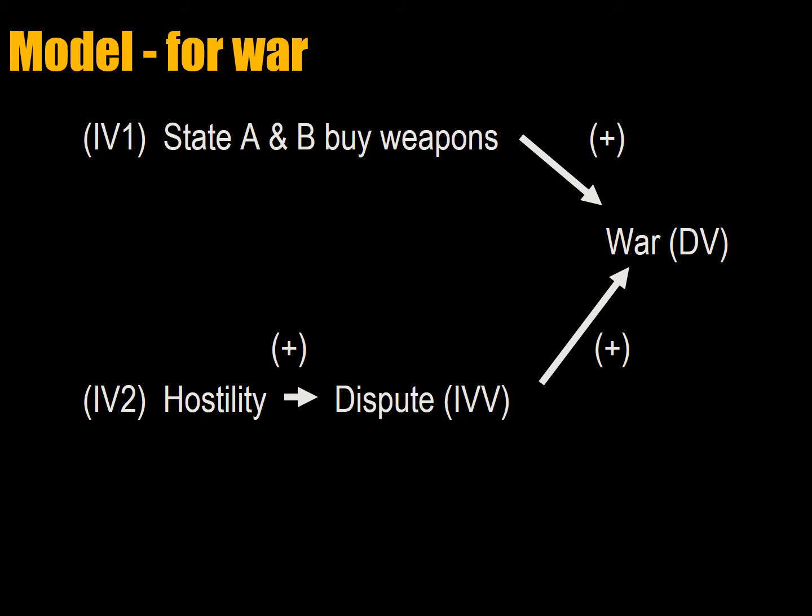If you recall the model that we explored before, here you can see an arms race model where the independent variable 1 has state A and B buying weapons that influence the likelihood of war and peace. We have the second independent variable, which is hostility, which influences the occurrence of a dispute. You can imagine the intervening variable of dispute being a maritime dispute in the South China Sea between China and the littoral states of Vietnam, Malaysia, and the Philippines.